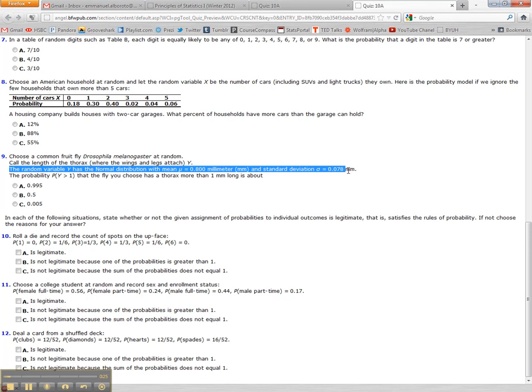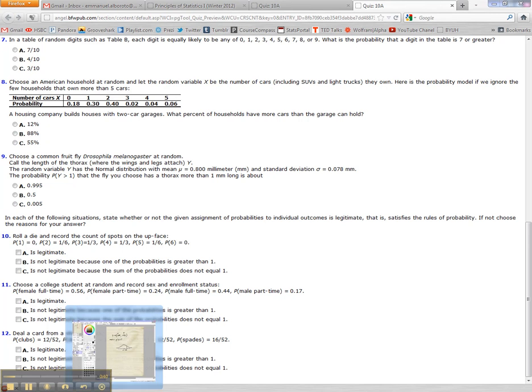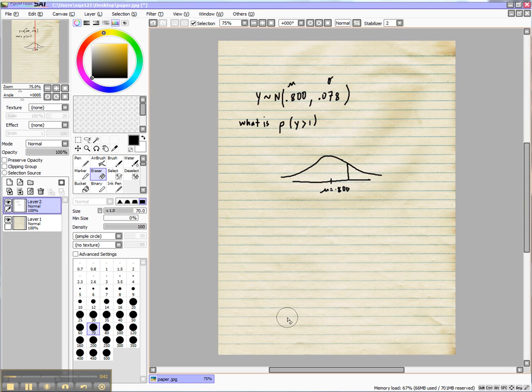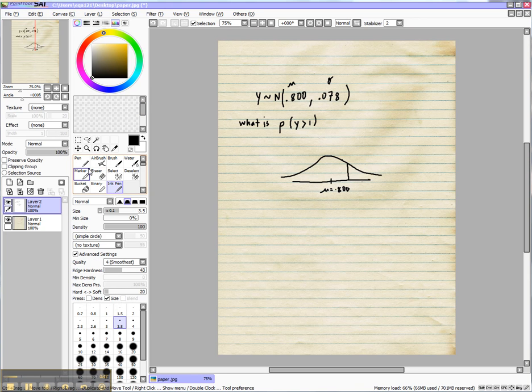sigma equals 0.078 millimeter. The probability that y is greater than 1, which is saying that the probability that the fly you choose has a thorax more than 1 millimeter long is about, and you have A, B, and C as your options. So let's draw this out to solve for it. So here I've written down all the information that we're given.